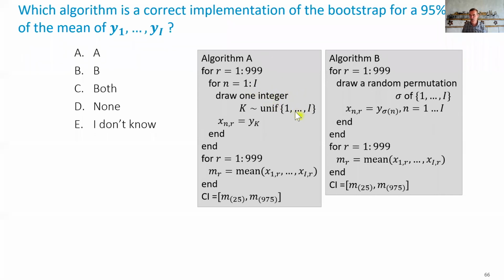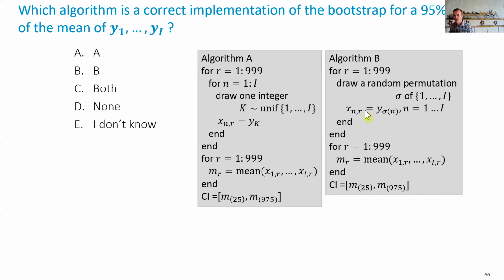So we've seen how to sample such a thing. With probability 1 over i, you get any of those values here. And then we pick the value with index capital K, which is taking one of them randomly. And since we do it again and again, it is with replacement, so a value can be taken several times.